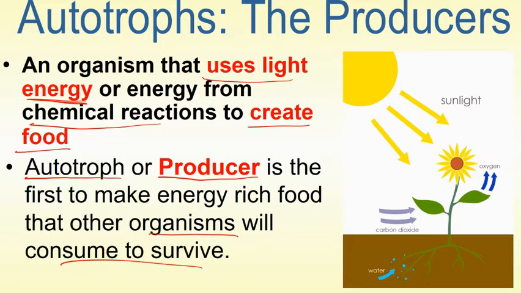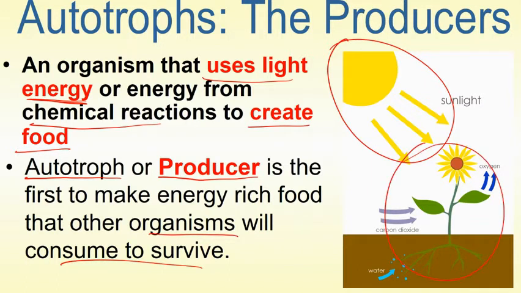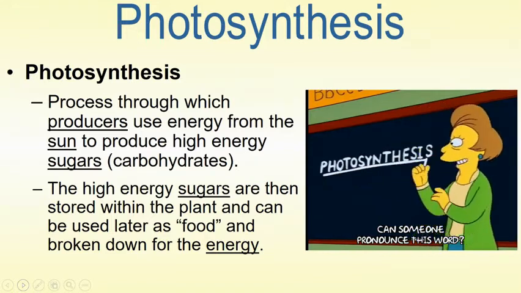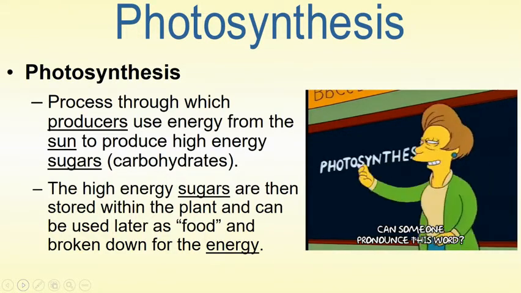Okay, so autotrophs or producers are those that use the energy from sunlight and make their own food, their own energy. I always think, like, they are a producer. They produce their own food, all on their own with the help of the sunlight. So autotrophs and producers mean the same thing. You'll hear them used interchangeably.